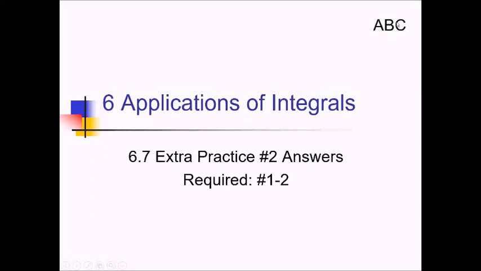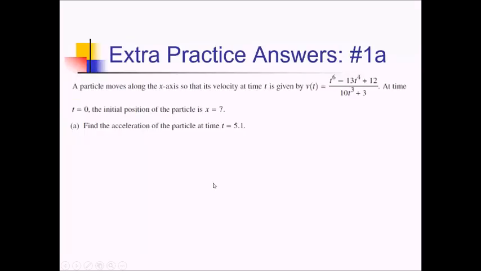Hello there, Mr. Sutton here, bringing you the AB Calculus 6-7 Extra Practice number 2 solutions on total distance. On this calculator-based problem, we have a particle moving along the x-axis with a velocity given by this v of t function here, and we're told at time 0, our initial position for the particle is x equals 7.